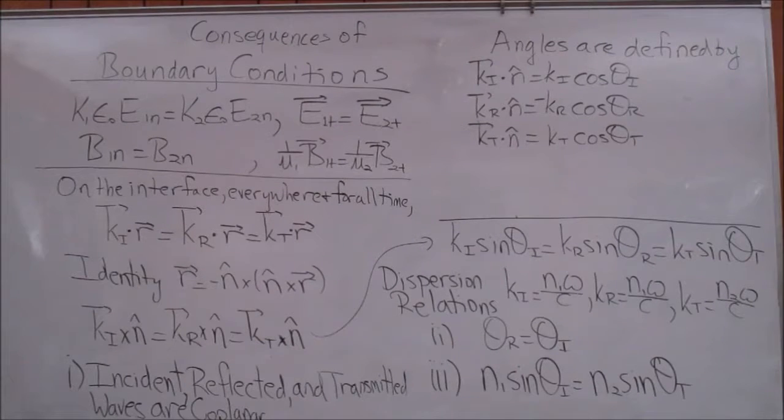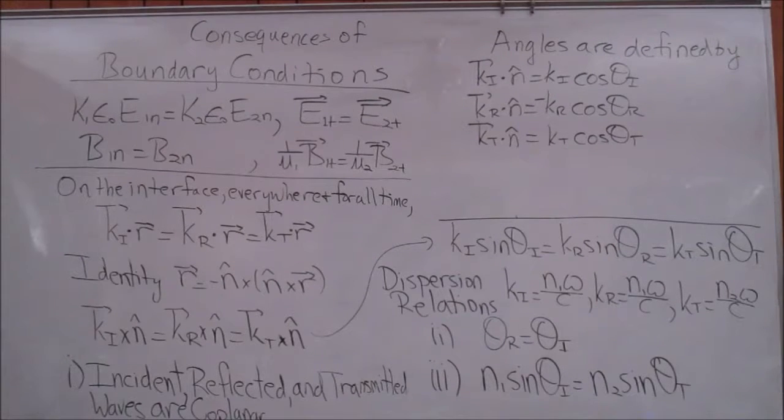Therefore, the dot product of the incident wave vector with some vector r is equal to the dot product of the reflected wave vector and that vector r, which is equal to the dot product of the transmitted wave vector and that vector r. We can make use of the identity that the vector r can be written as minus the cross product of the normal with the cross product of the normal and that vector r.